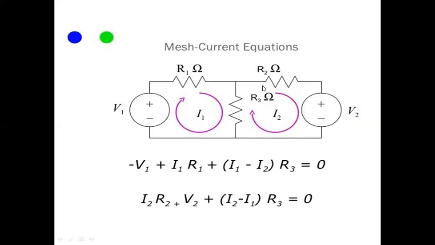And for the second loop, same way. If we start from this position, plus minus, so I2 R2 plus V2 plus I2 minus I1 into R3 equals 0. In this way, we can develop the mesh current equation. Now, putting all the values of resistance, voltage, current as per the requirement, we can find out the value, either current or resistance, as required by the question.